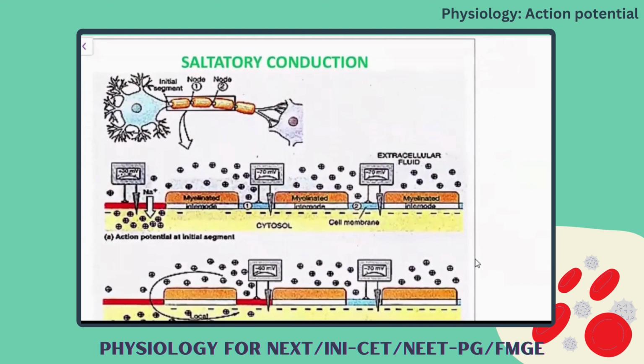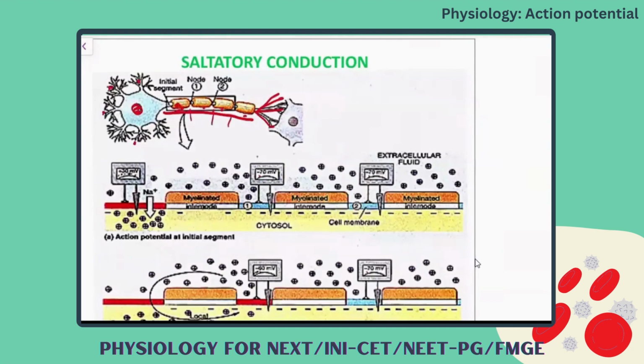Okay, and now coming to the saltatory conduction. Saltatory conduction is specifically in the case of a neuron. So this is the structure of the neuron where you have the cell body, the dendrites and the axon, and this is the axon terminal. Okay, the axon is covered with the myelin sheath. The myelin sheath is not continuous. So you have nodes and internodes in between.